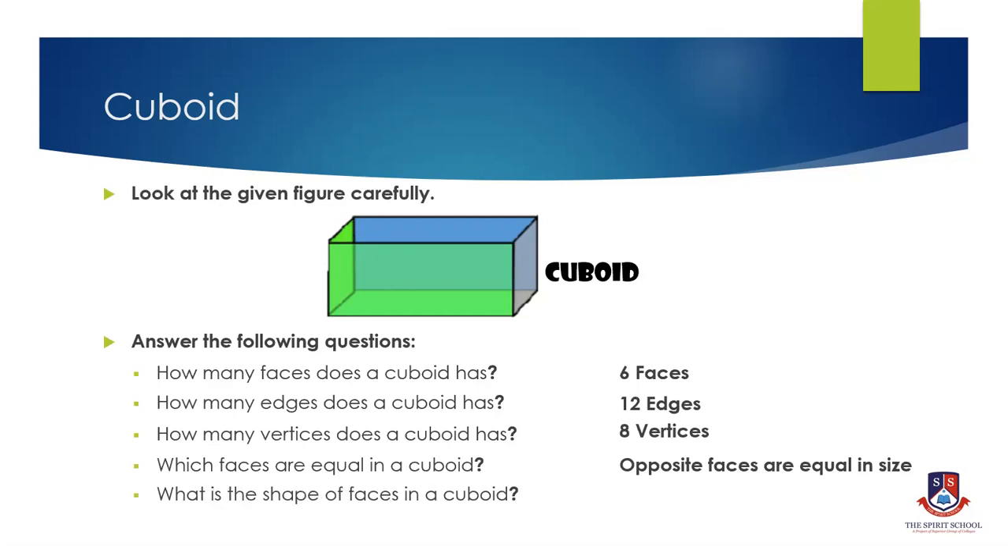Now, what is the shape of a face in a cuboid? Some are rectangles and some can be squares. So in a cube, all faces are squares, but in a cuboid, some can be squares and some can be rectangular, right? Now move on.